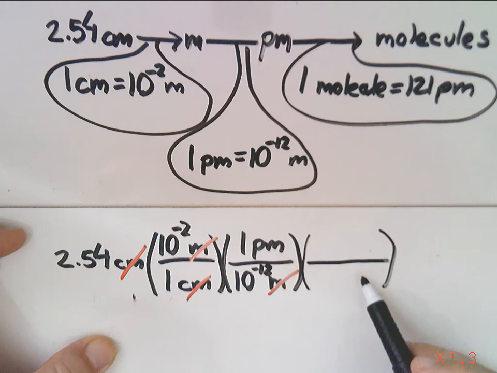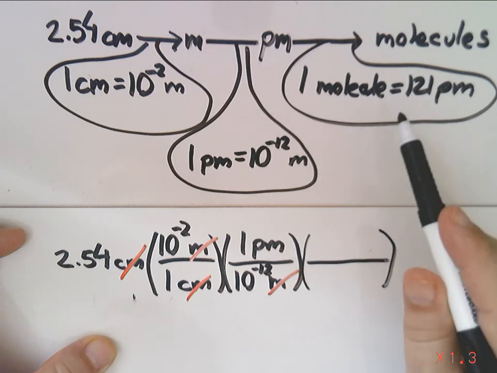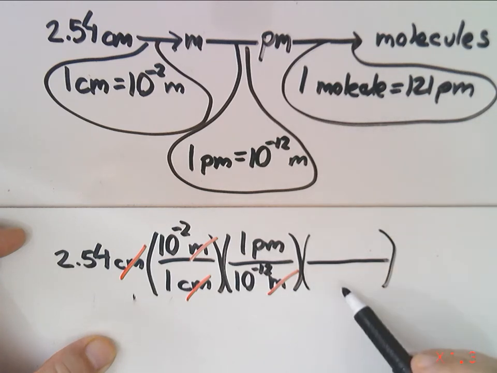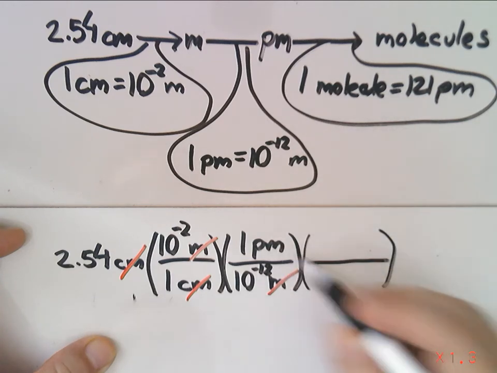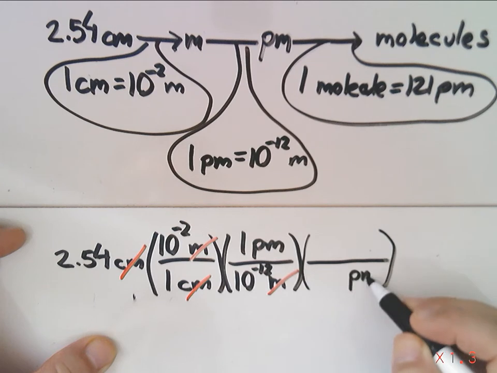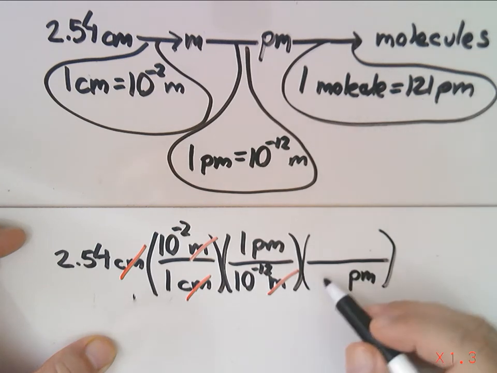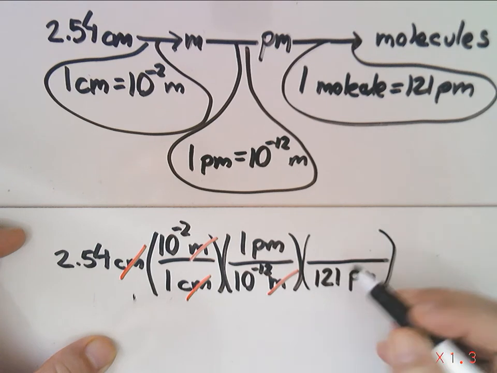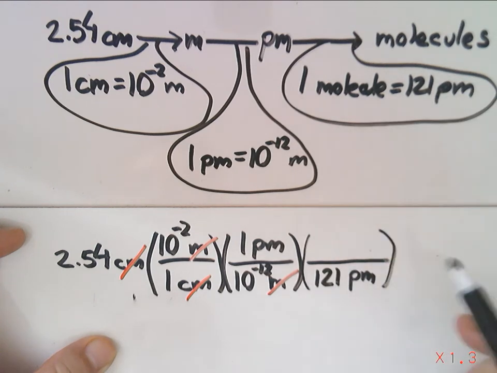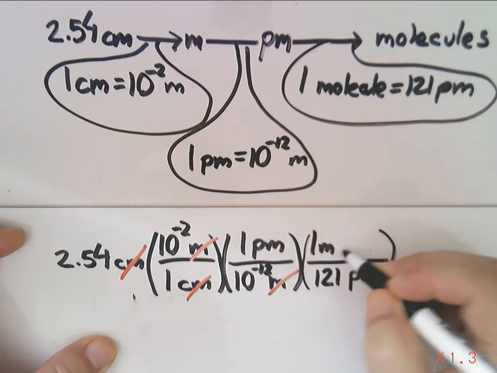What has to go down here? We're working on this one now. What has to go down here? Well, you got to get rid of picometers, so you know picometers has to go there. And if I look at the link I'm working on, it really is a roadmap. It tells you where to go next. And then I can put 1 molecule on top.